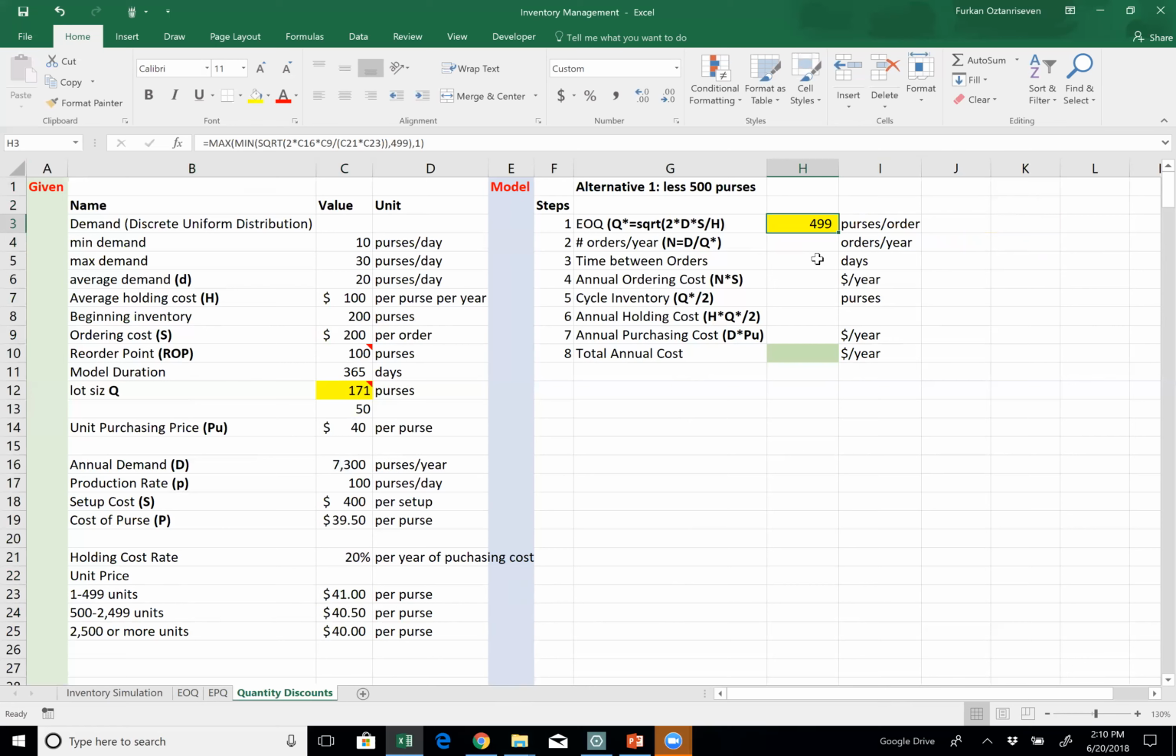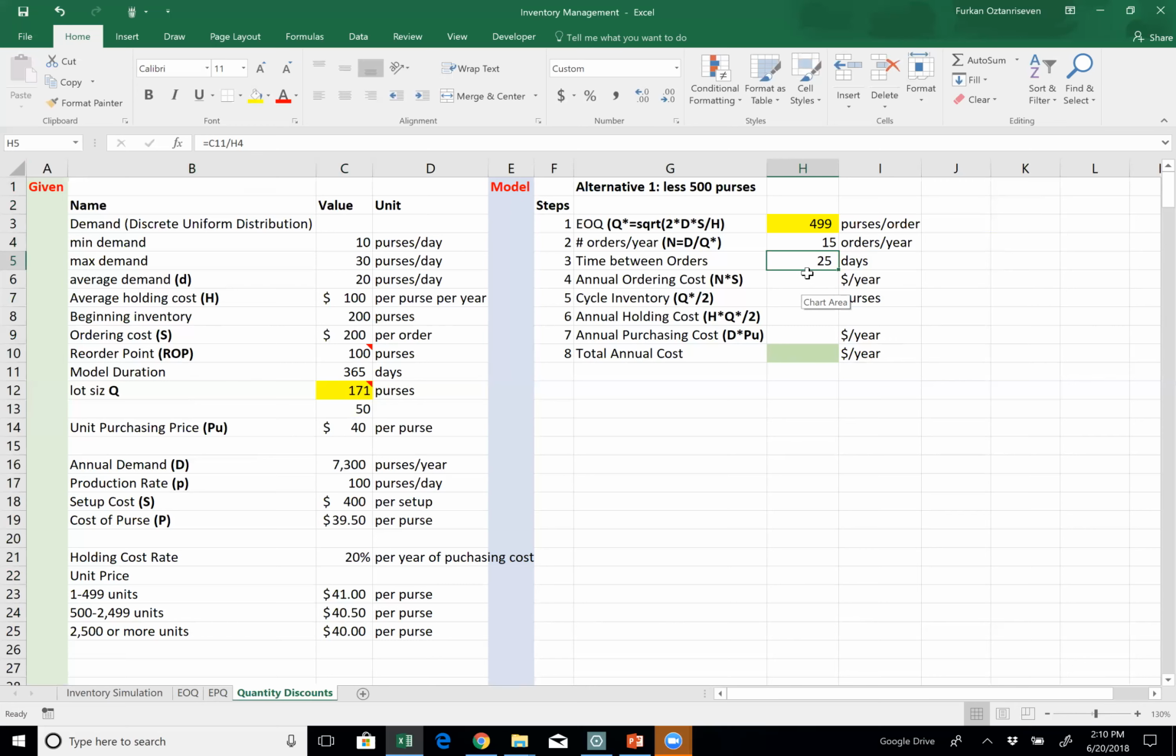Very nice. So now we can calculate the number of orders per year by capital D, which we have right here, divided by Q star. In this case, we calculate Q star as 499. So this means that I need to order 15 times per year. The time between orders is the number of days in a year divided by the number of orders per year. So in this case, every 25 days roughly, I'm ordering again.